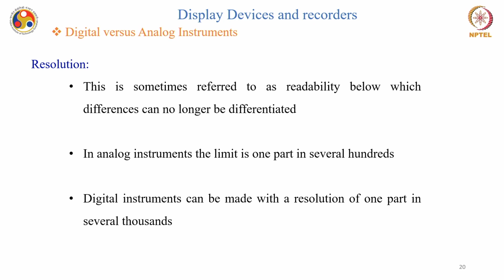The resolution of these devices is much better. This resolution is sometimes also referred to as the readability, below which differences can no longer be differentiated on any scale. In analog instruments, the limit is one part in several hundreds, while for digital instruments you can make the resolution of one part in several thousands and even of the order of 10,000s.